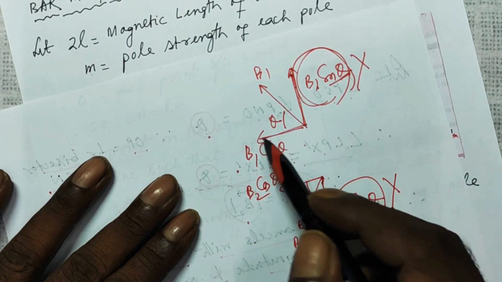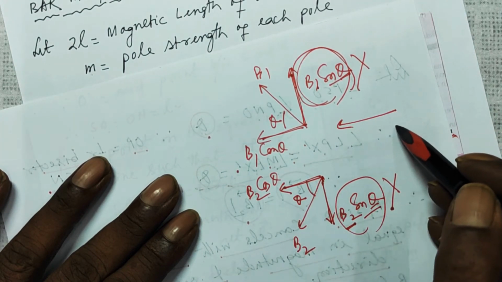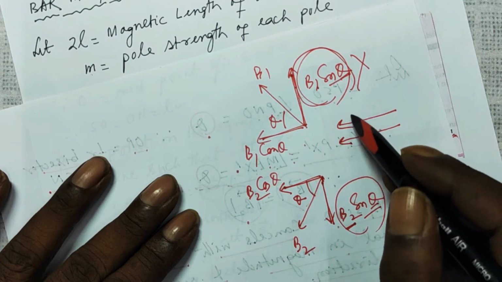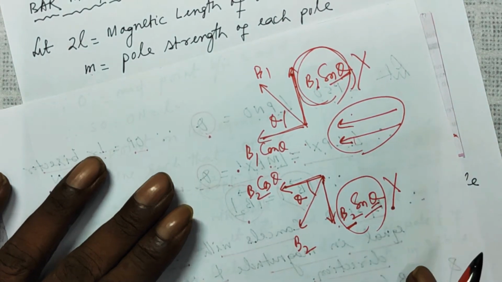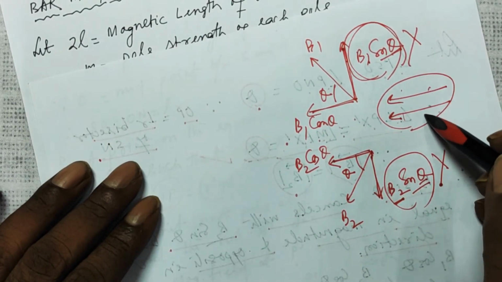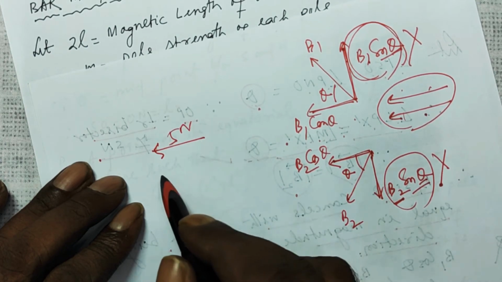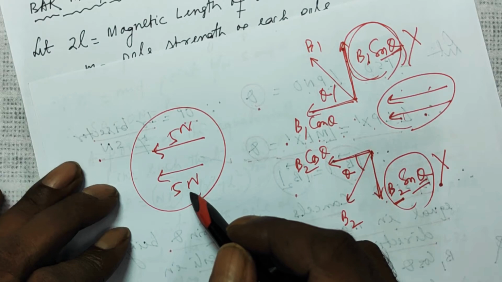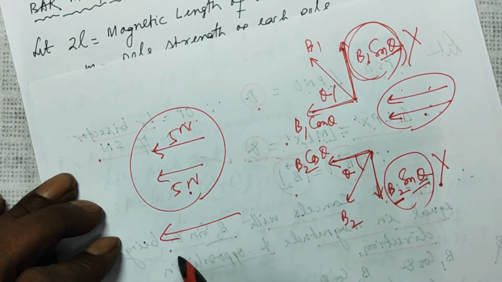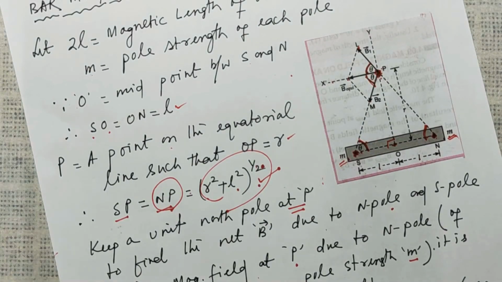And B1 cos theta and B2 cos theta, both are in the same direction. And we know when two vectors are in the same direction, the resultant is just the arithmetic sum of these two. Means if this is 5 Newton and this is also 5 Newton, the resultant towards this side will be 5 plus 5, equal to 10 Newton. So that is what I have explained here.